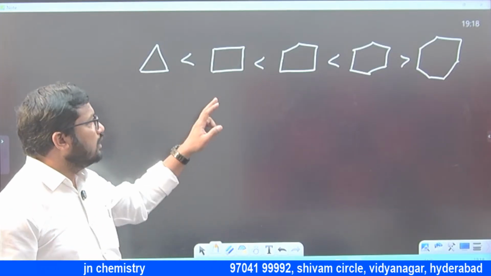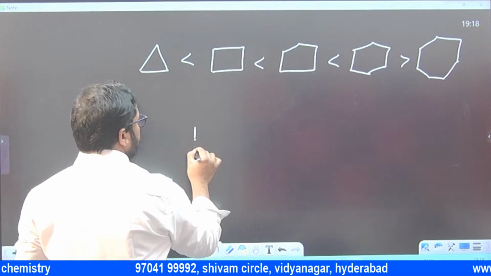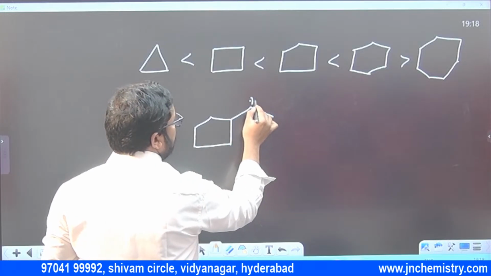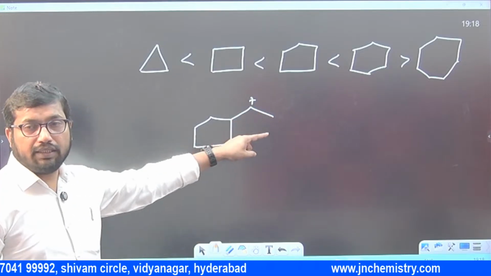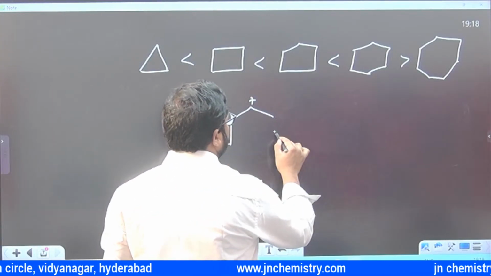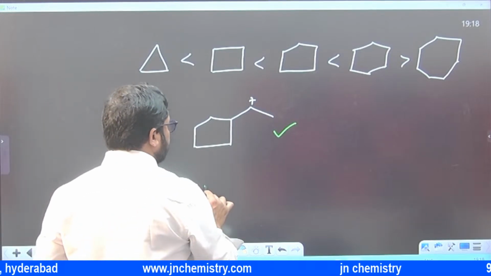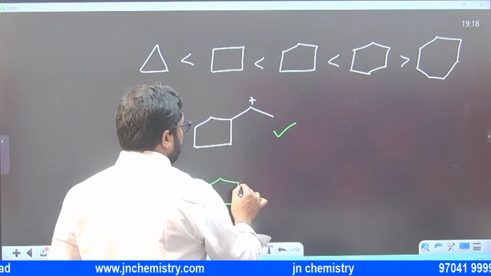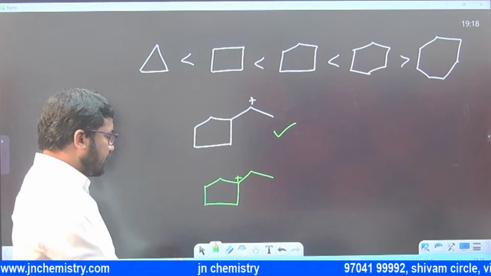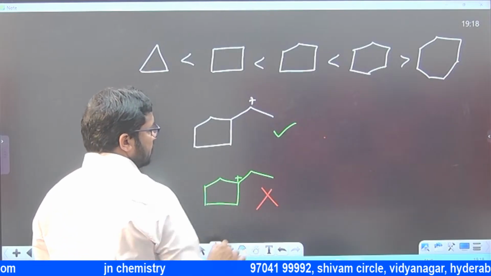That's the reason. Whenever the 5-membered ring has a carbocation outside, for example, here is the outside carbocation, in that case what exactly happens? Ring expansion takes place. If the carbocation is present here, in this case ring expansion takes place. In this case no ring expansion.